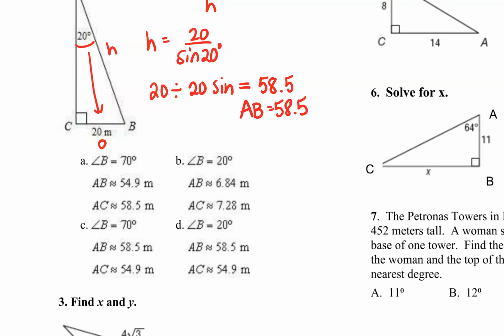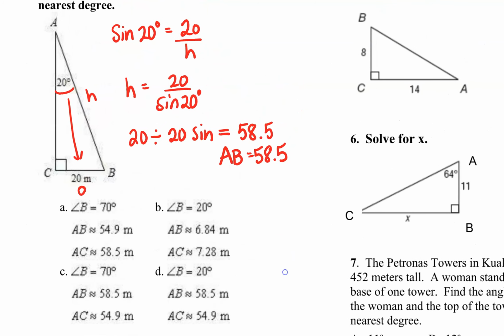And I'm going to look at my multiple choices. AB, 58.5. That is, well, it's either this one or this one. But let's look at it. Let's think about this. If this is 20 angle, what would this have to be? It would have to be 70. So I can then choose this guy. And I don't really have to go on and figure the other side because of the multiple choice. All right.